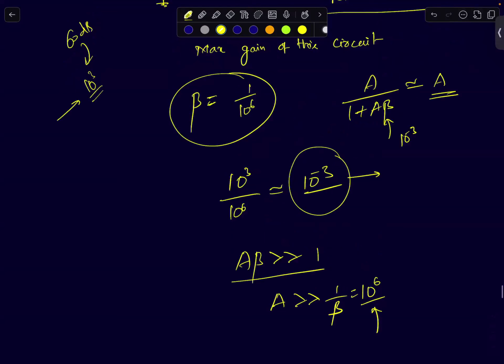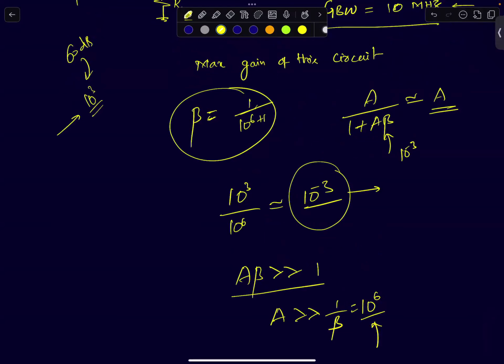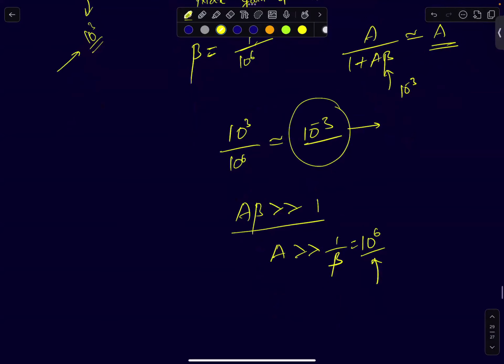I'm ignoring the 1 here. It's actually 10 power 6 plus 1, but since 1 is 6 orders of magnitude lower, I'm ignoring it. So beta can be treated as 10 power minus 6 directly, and 1 by beta is 10 power 6. Your loop gain has to be much greater than 1, at least 2-3 orders of magnitude. So you should expect A beta to be at least, say, 1000. Here I've assumed the loop gain is at least 3 orders of magnitude greater than 1. You can even have 2 orders of magnitude. So A should be in the order of 10 power 8 or 10 power 9.